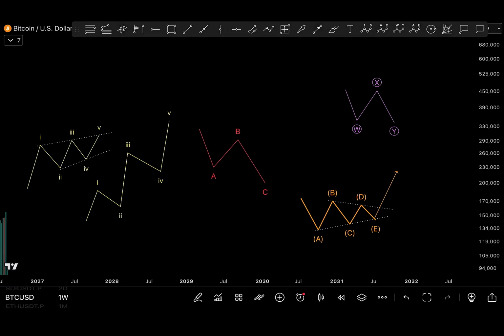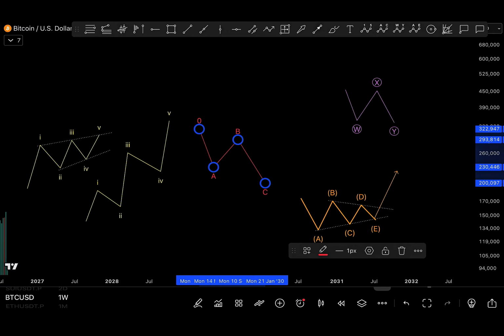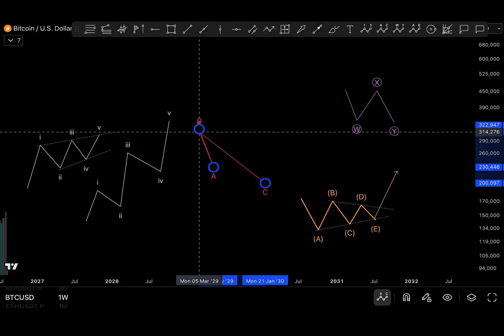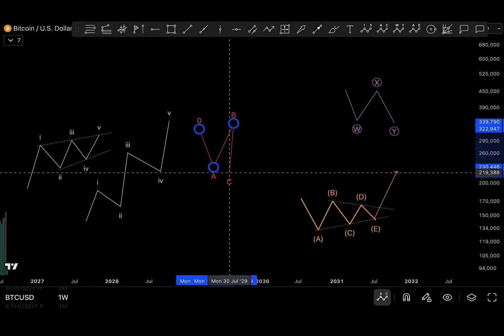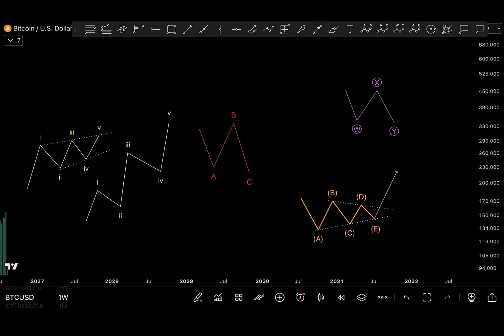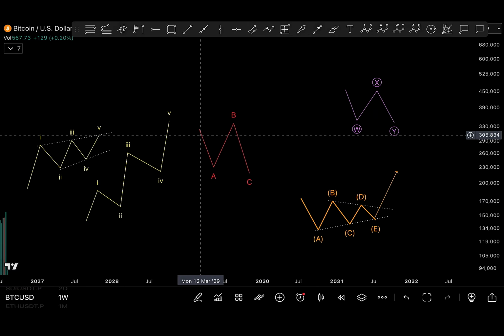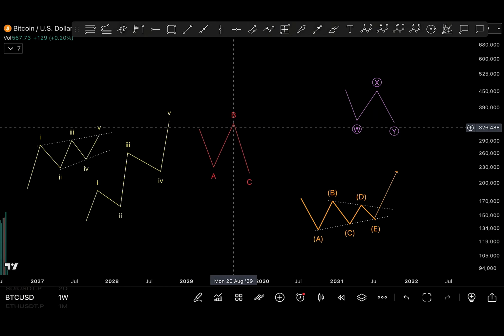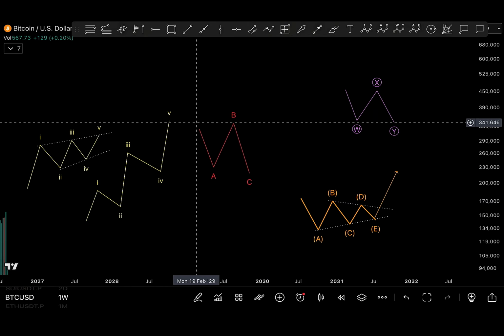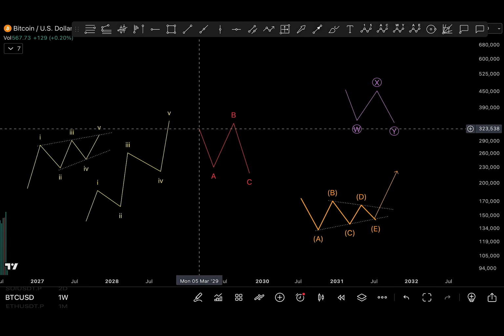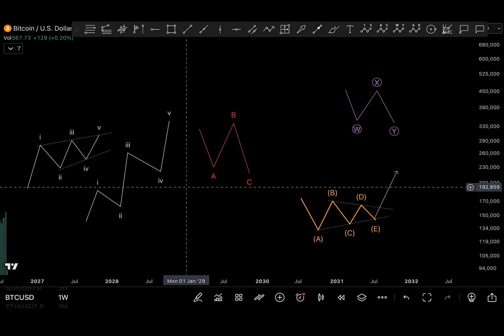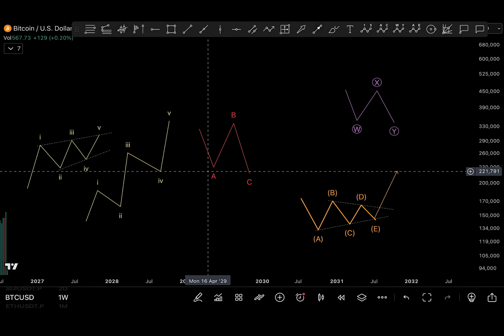And there are different types of flats as well in ABC. In the flat, sometimes this B wave can exceed the beginning of this A wave, and then the C wave can also exceed the ending of this A wave. This is called an expanding flat. A typical market maker model or structure which is sweeping the liquidity on both sides. You can see slightly going higher, stopping these stop losses, slightly going lower, stopping these stop losses.